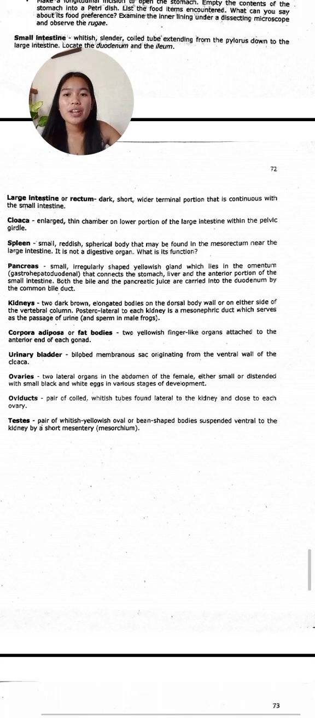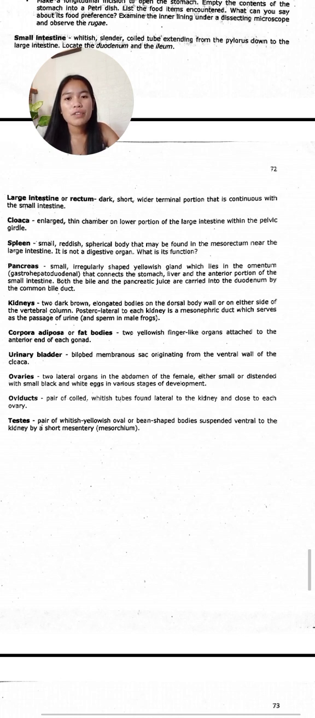So, pancreas is a small irregularly shaped yellowish gland which lies in the omentum gastroduodenal that connects the stomach, liver, and the anterior portion of the small intestine. Both the bile and the pancreatic juice are carried into the duodenum by the common bile duct. So kidney is the two dark brown elongated bodies on the dorsal body wall or on either side of the vertebral column.